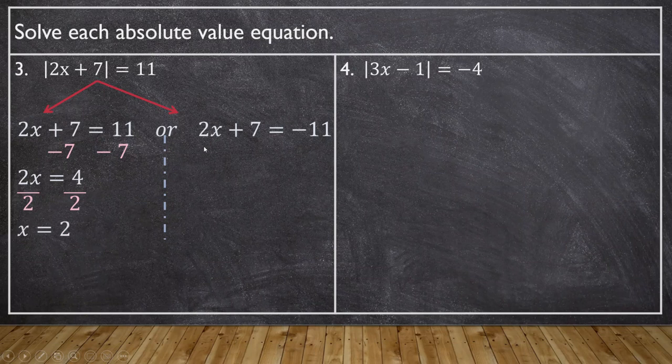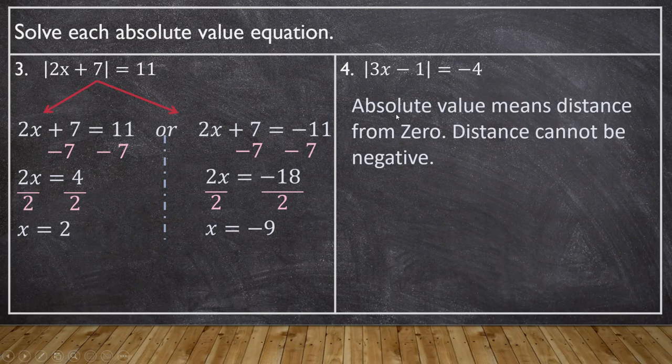For the right side, I have 2x plus 7 is equal to negative 11. I subtract 7 from both sides. Negative 11 minus 7. They're both negative, so I'm taking a negative number and I'm subtracting 7 more from it, so I'm going more negative. Okay, so negative 11 minus 7 is negative 18. I have 2x is equal to negative 18. My last step here is divide both sides by 2. I'm trying to isolate my variable, right? Negative 18 divided by 2 is negative 9. x is equal to negative 9. So I have x equal to 2 and x equal to negative 9 for that one.